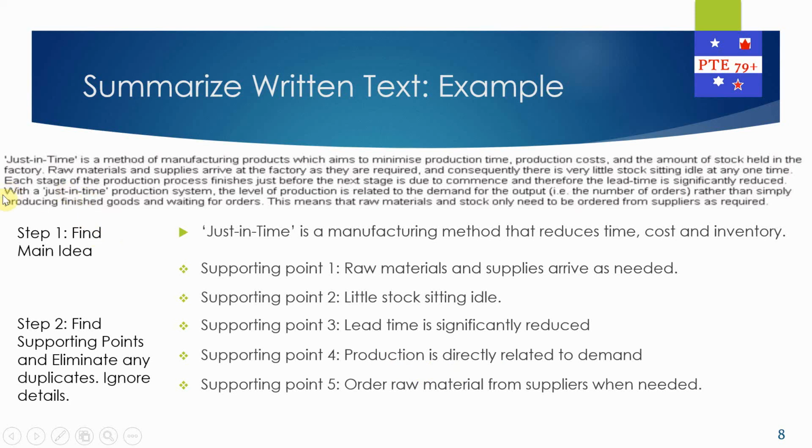With the just-in-time production system, the level of production is related to the demand for the output. So production is related to demand. And then the last statement, which means that the raw materials and stocks only need to be ordered from suppliers as needed. So order raw material from suppliers as needed. Out of these given sentences, this is what I've figured out as the supporting points.